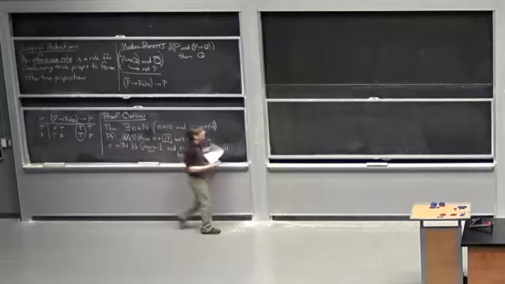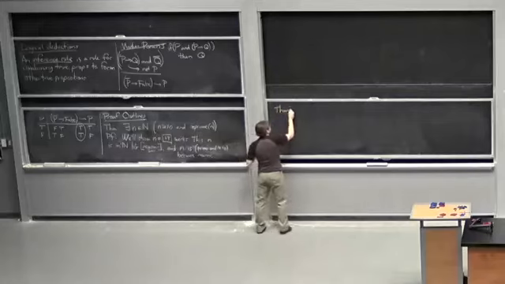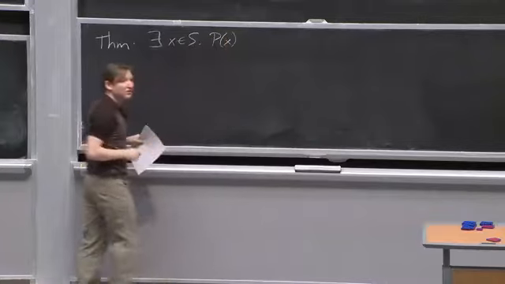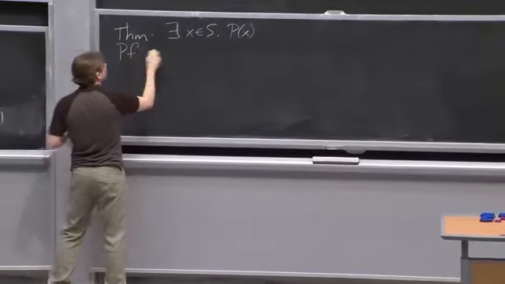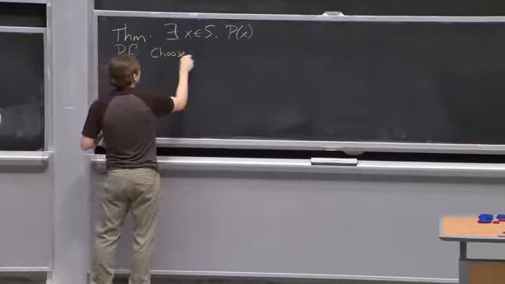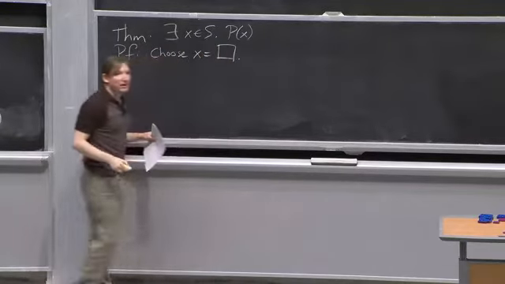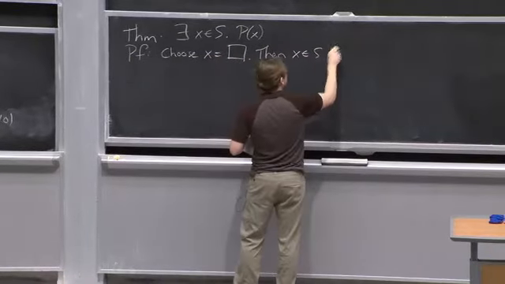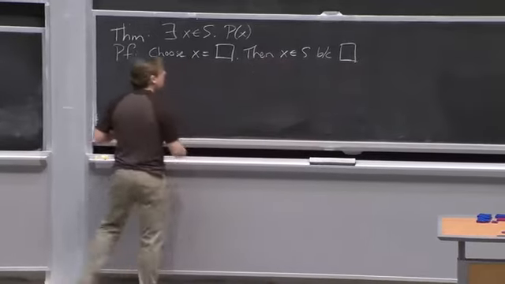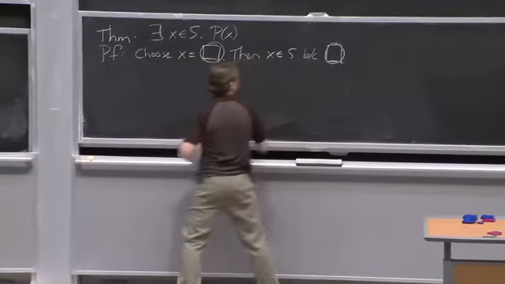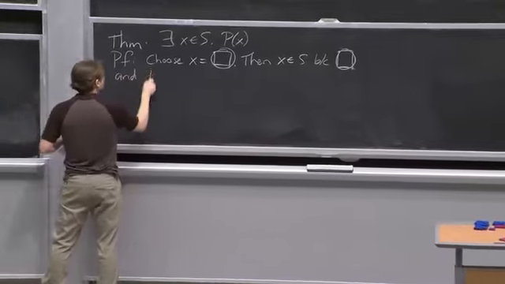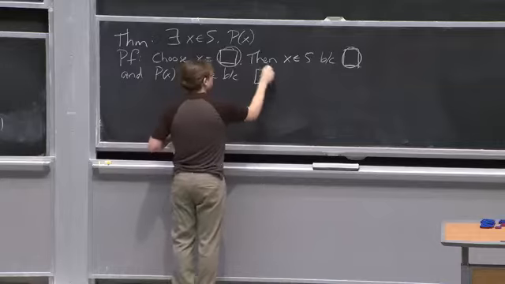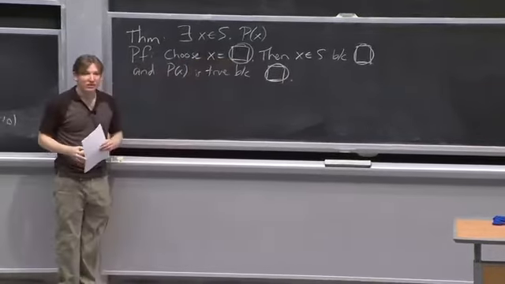All right. So more abstractly, if our theorem is there exists x in some set S such that p of x holds, then our proof can often look like: choose x equals some specific value that you have to put in. Then x is in S because of a big to-do there. These are our to-dos. And p of x is true because of a to-do. All right.